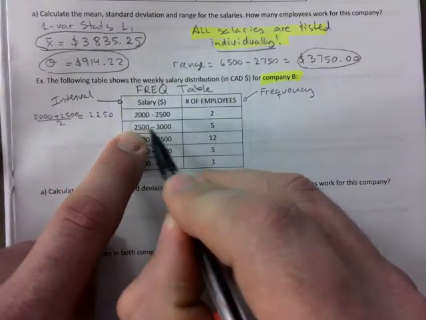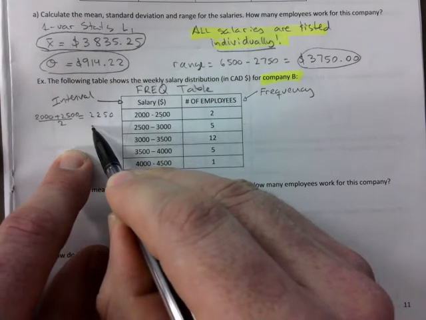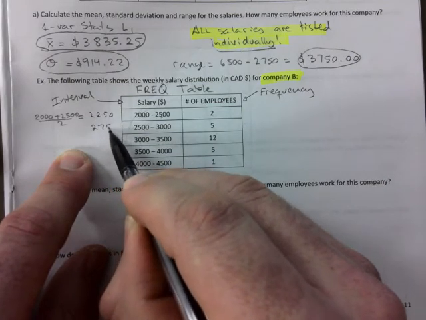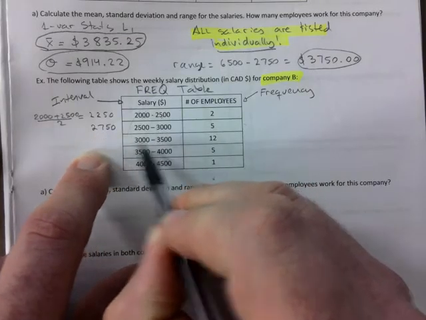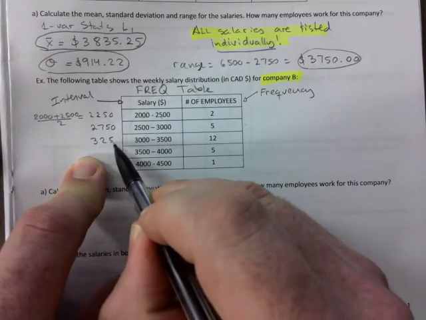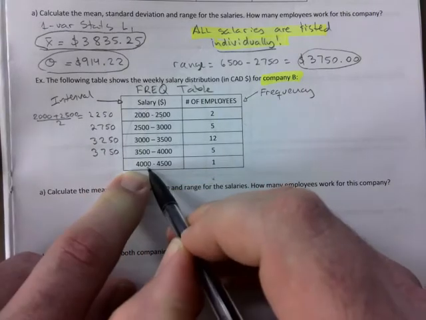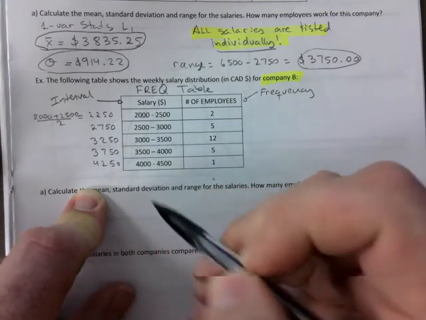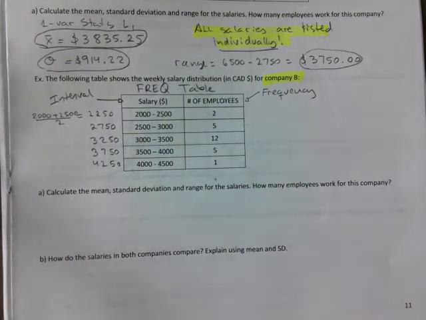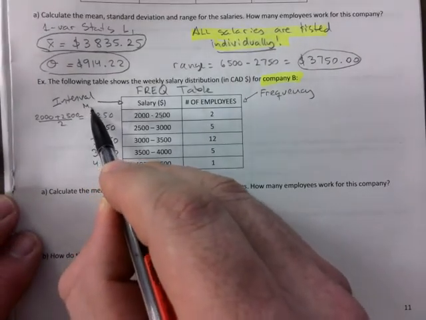What would be the midpoint between these two? I bet you can figure that out. 2,750, right? If you're not sure, just do what I just did, add them up and then divide it by 2. Then we have 3250, 3750, you should see a pattern, and this is 4250. It's going to get a little messy here, but these are midpoints.